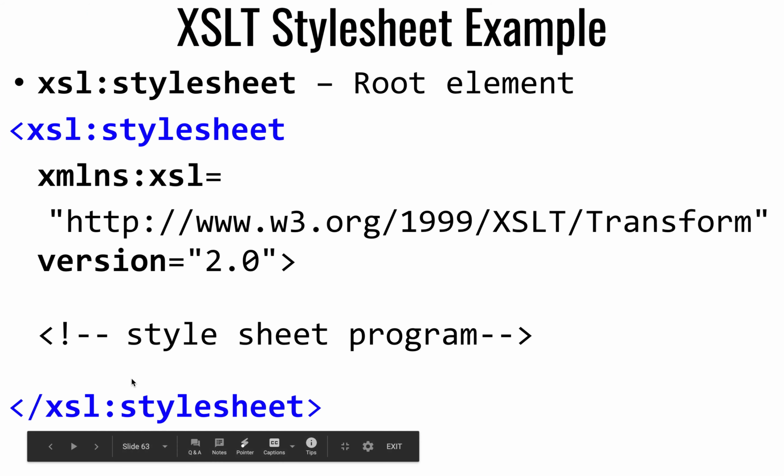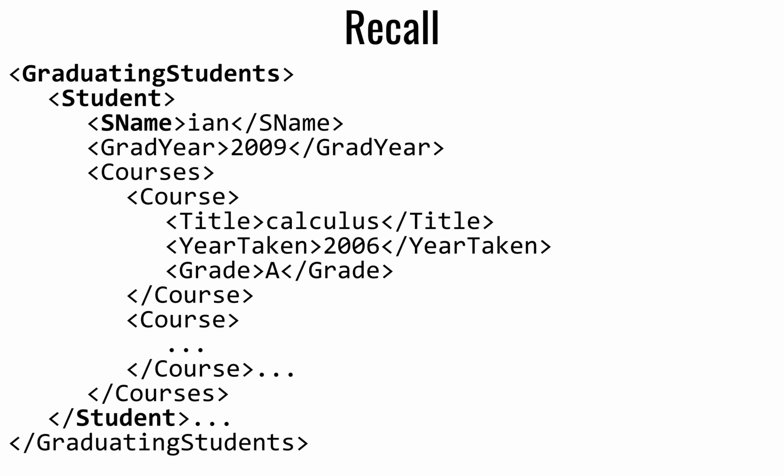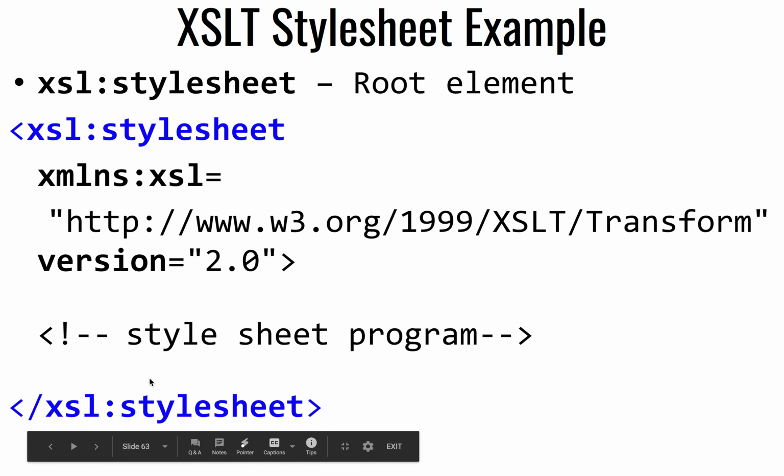So we've been using this example input file where we have a list of graduating students that we are trying to transform, and we'll see different examples of how we can transform it, either extracting certain pieces or converting it into a more normalized or denormalized version of the same file.